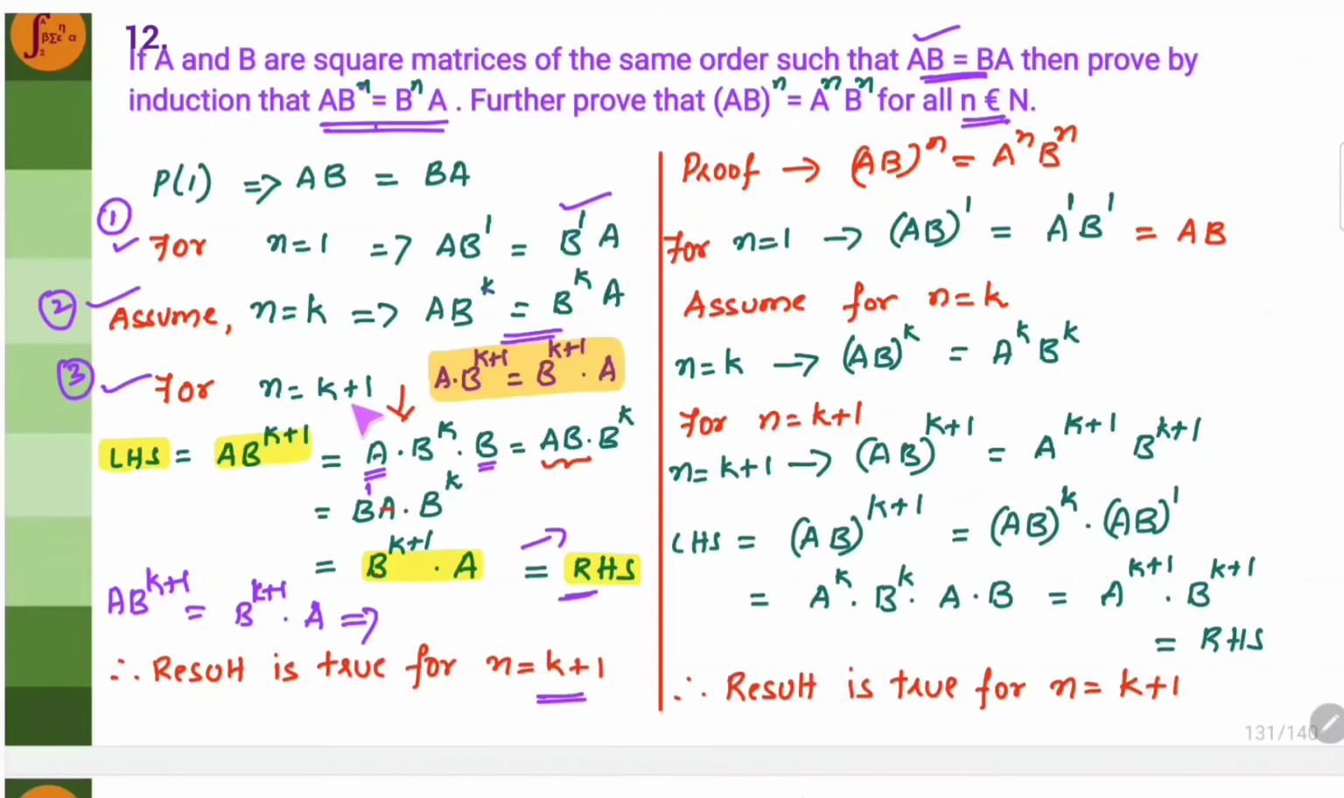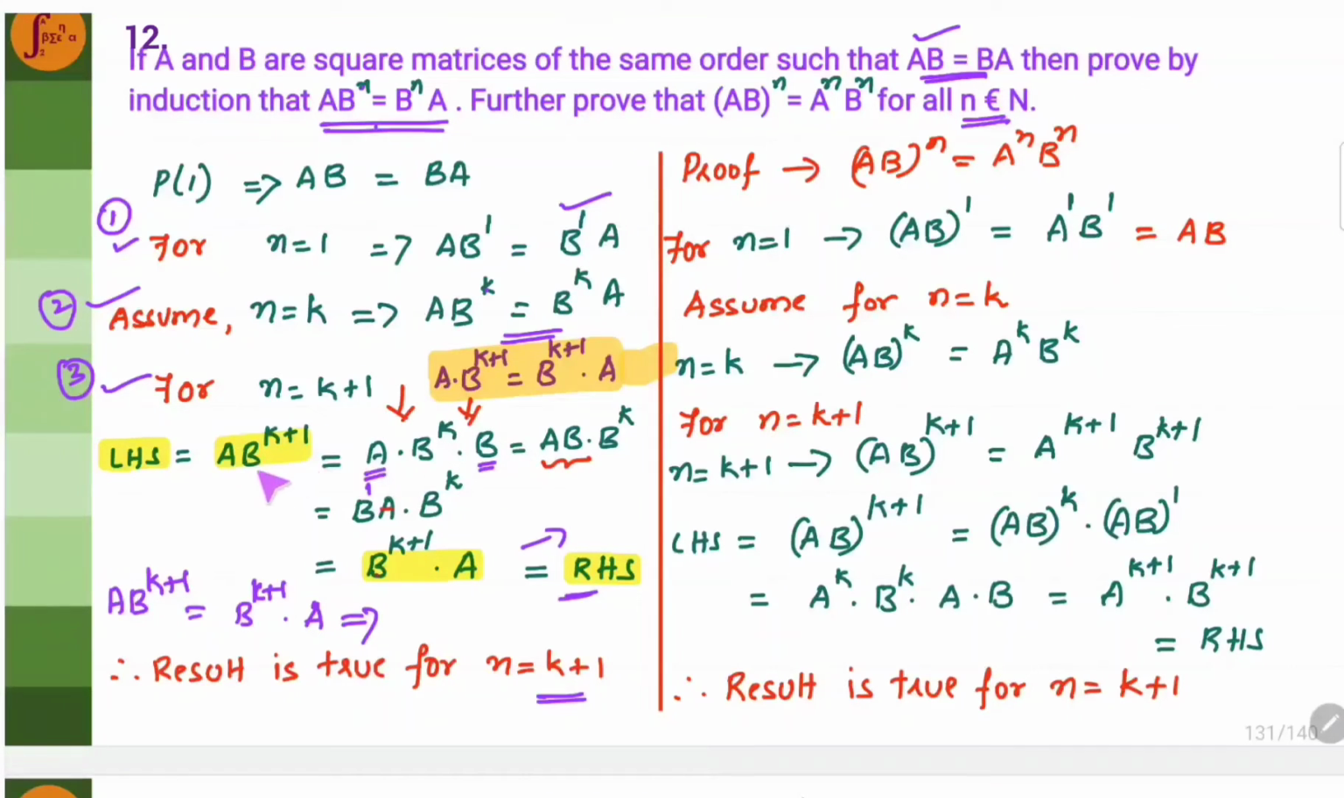For n is equal to k plus 1, it is going to be this particular condition. Instead of n, we put k plus 1. So we're going to get A into B to the power k plus 1 is equal to B to the power k plus 1 into A. This is what we're going to get. Now we'll take only this LHS part.